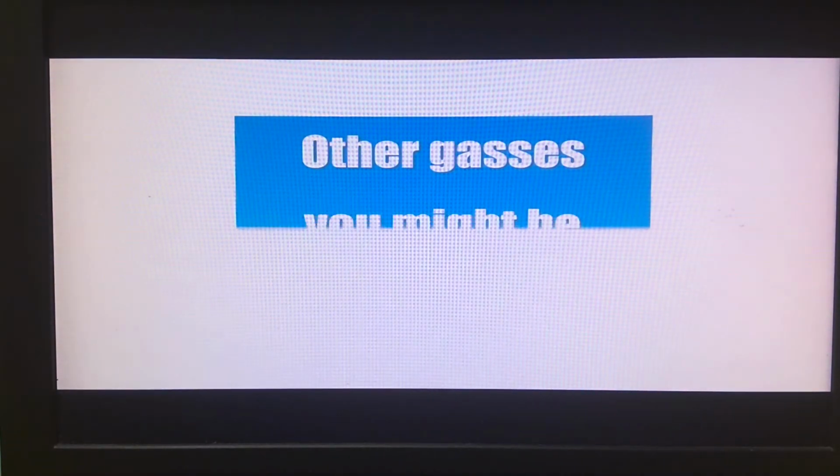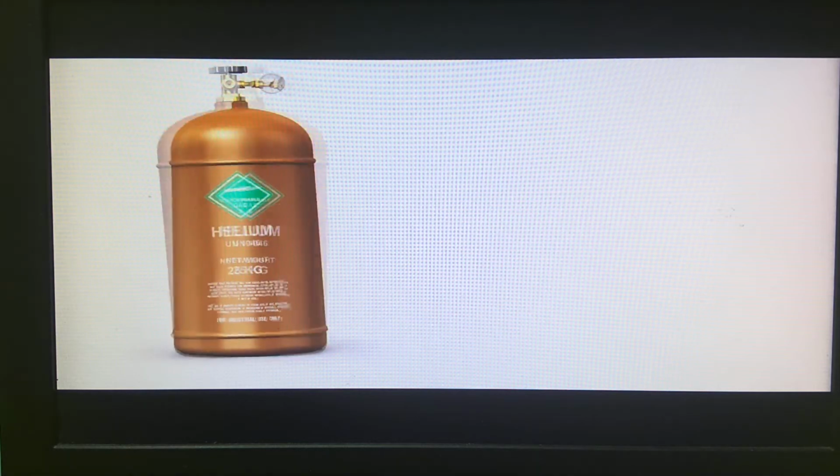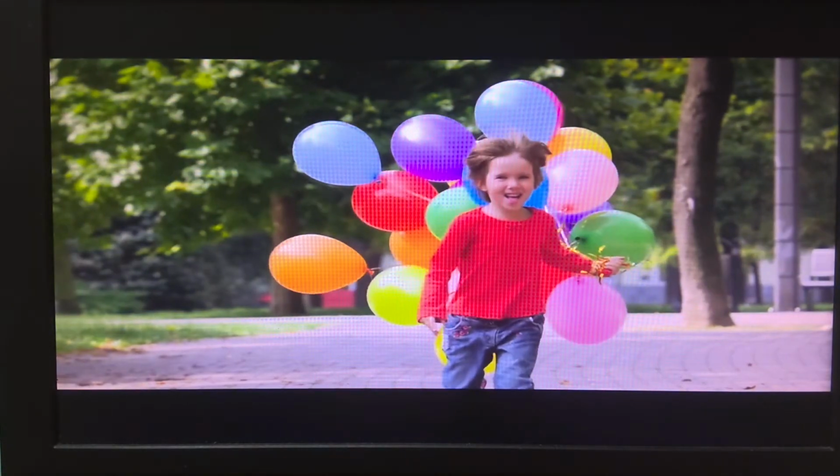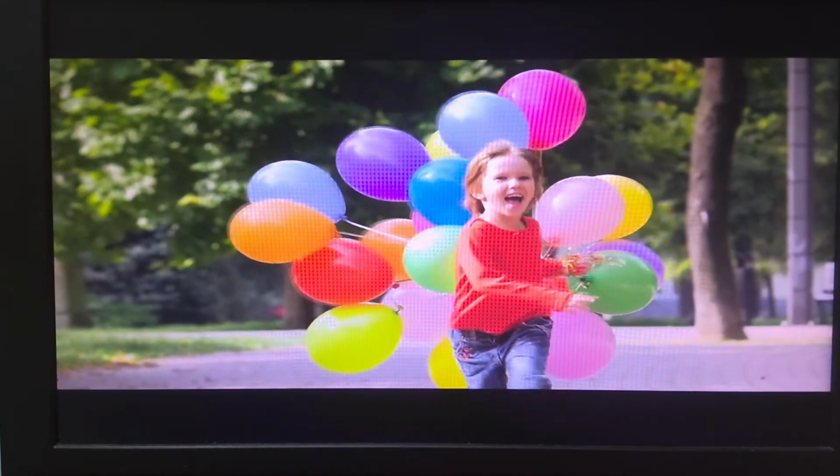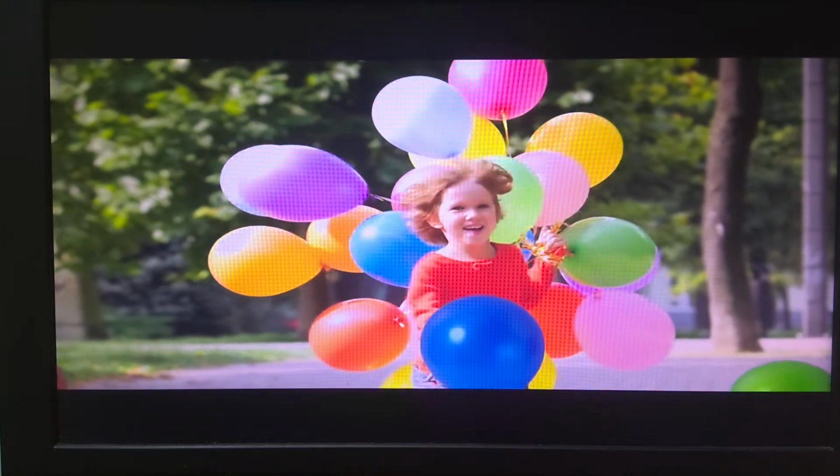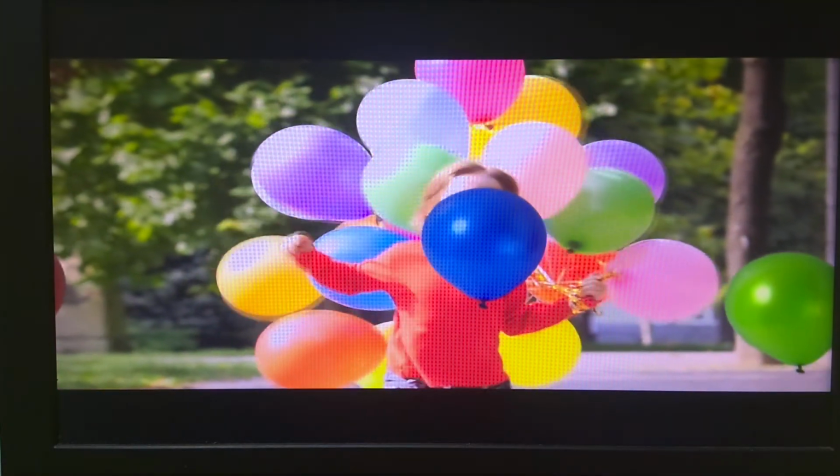Other gases you might be familiar with are helium and propane. Helium is used to fill balloons, and since it's lighter than air, a helium-filled balloon floats upward. If you've ever seen your parents cooking barbecue on a gas grill, the gas they're using is propane.